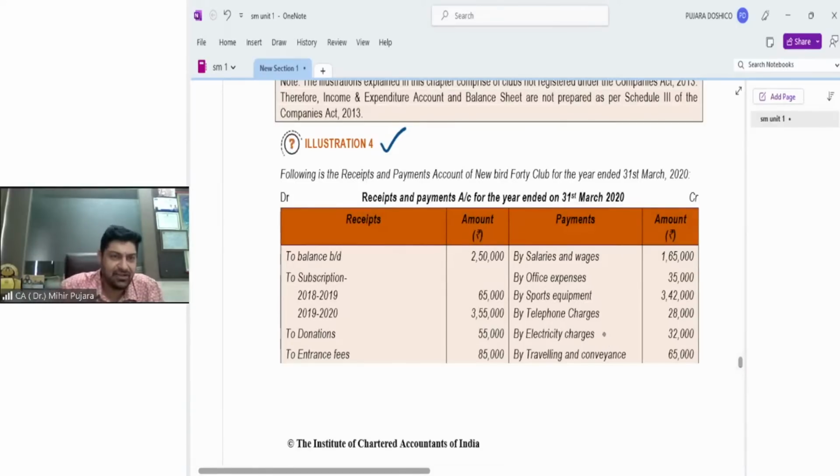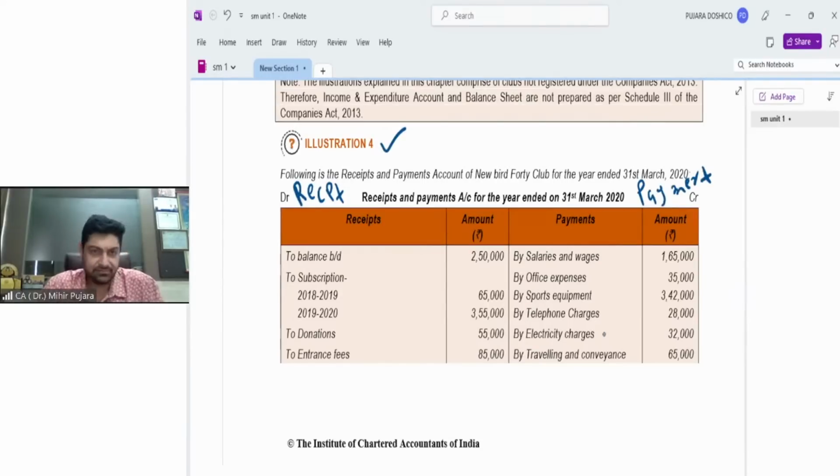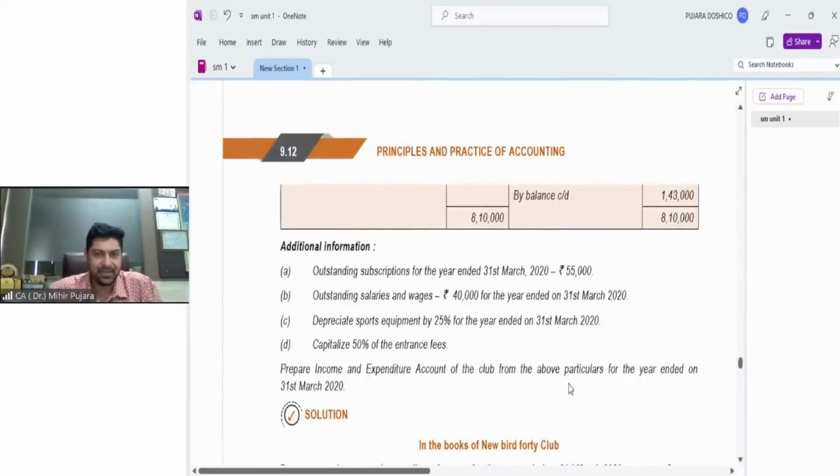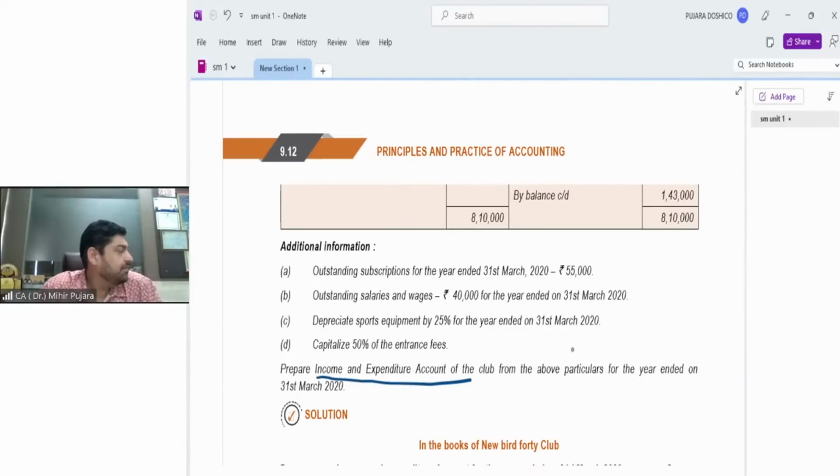So this is all receipts. This is all payment. Okay. You are given RNP, and then there are 4 adjustments. What you are supposed to prepare? Prepare INE account. So we need to prepare PL account. We need to prepare profit and loss account.